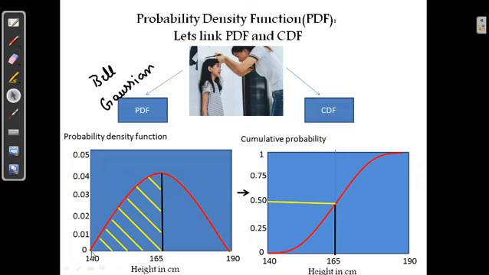Where do you get this from? From this cumulative distribution function. Okay, clear with this concept?